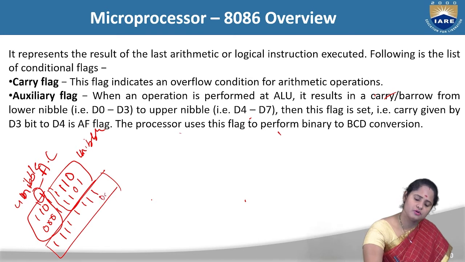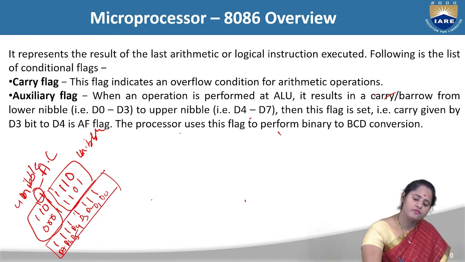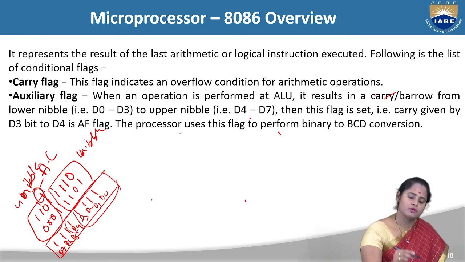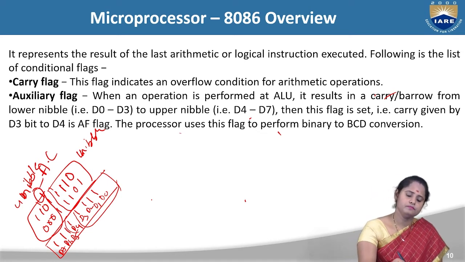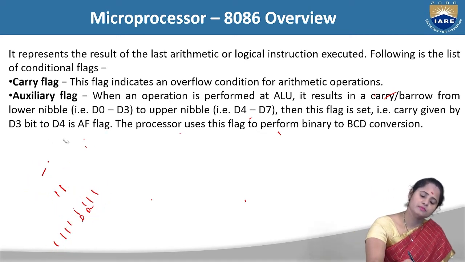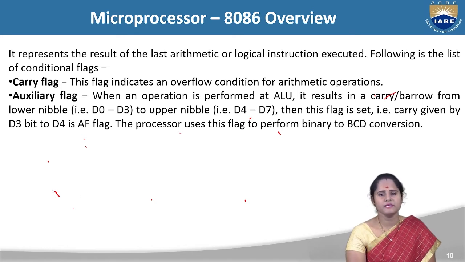So this is D0, D1, D2, D3, D4, D5, D6, and D7. You are getting a carry from D3 to D4. Here you have got a carry. That carry is called what? An auxiliary carry. From one nibble to another nibble, if you are getting a carry, then it is called an auxiliary carry. Then this auxiliary carry flag will be set. Otherwise, it will be 0.